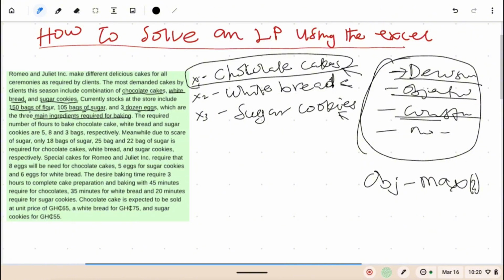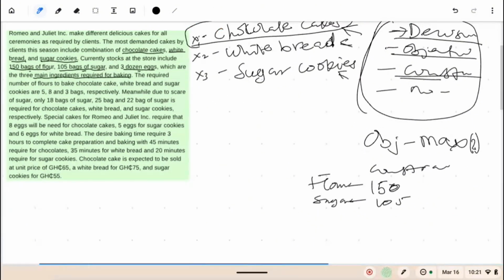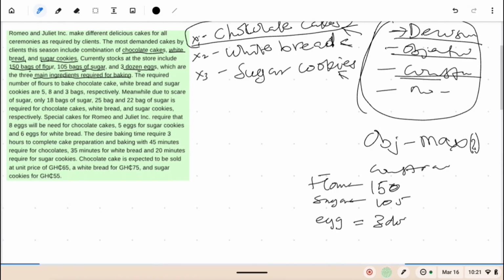So you can jot it somewhere that the available resources they use: for the constraints, they use 150 bags of flour. So let me write flour here. They use 150 bags of flour, they use 10 bags of sugar, and then they use 3 dozens of eggs. So eggs, that's 3 dozens, right?